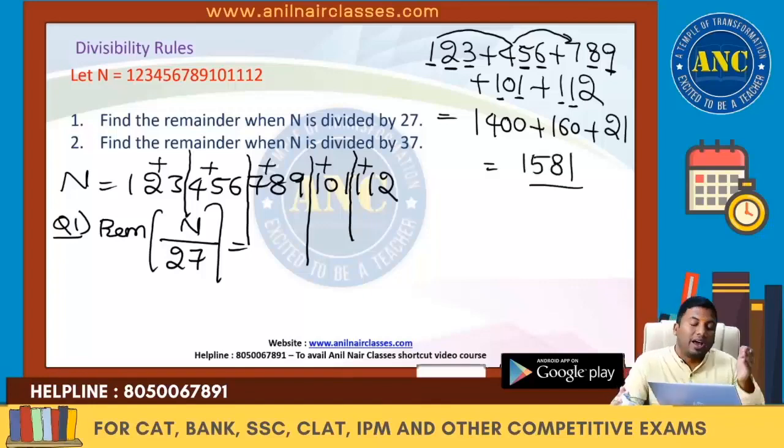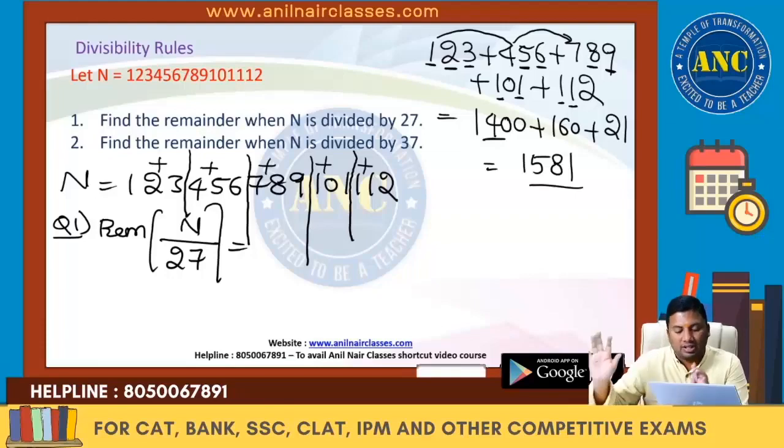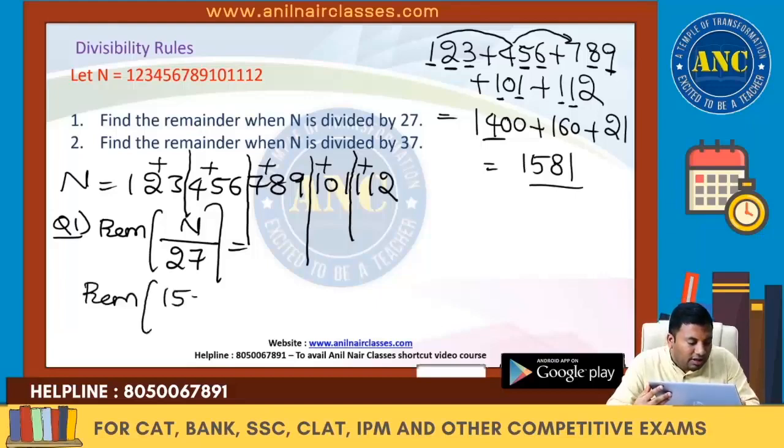Are you all with me? I worked with hundreds, right? 1 is there in the hundreds place, 4, 7, and 1 are there in the hundreds place. 100 plus 400, 500, plus 700 is 1200, 1300, 1400. Then working with the tens place: 20 plus 50 plus 80 plus 10. Then working with the units place: 3 plus 6 and 9, 9 plus 9, 18, 19, 21. So the first one: the answer is the remainder when 1581 is divided by 27.